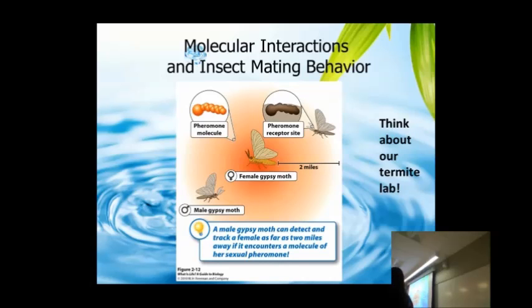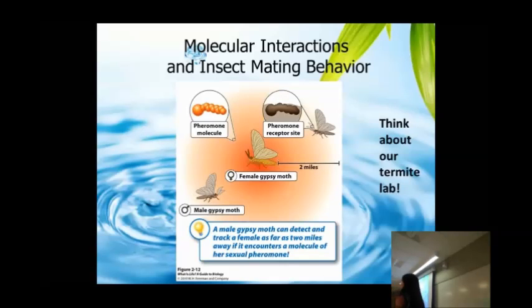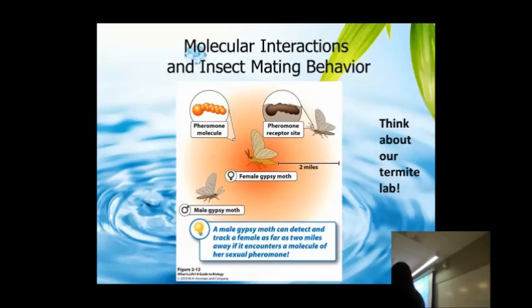It's funny. It also makes me think about people that pour on their cologne in the morning. Have you ever been around somebody that you're like, wow, that's really, really smelly? Maybe they're trying to get as many mates from as far away as they could possibly find them. So thinking about our termite lab, this is the way that the molecules interact so that they can send signals from one to another.